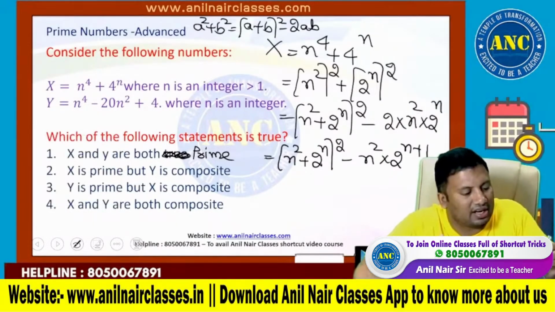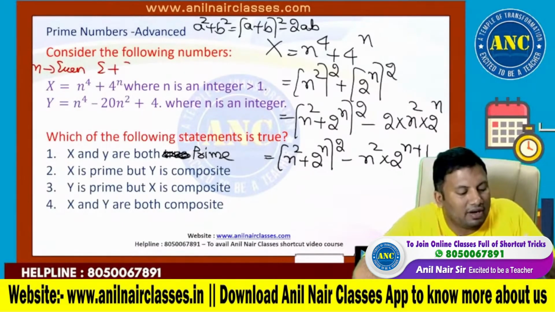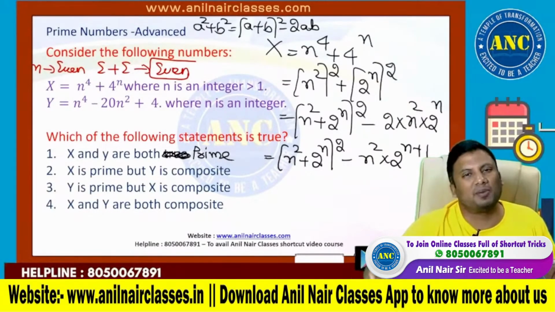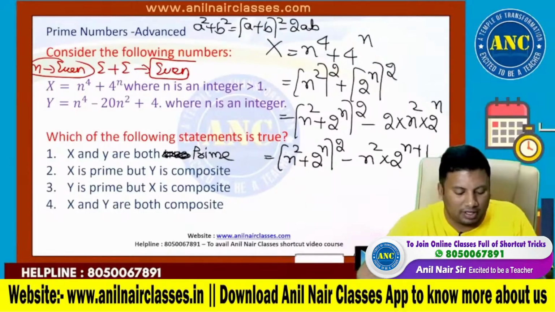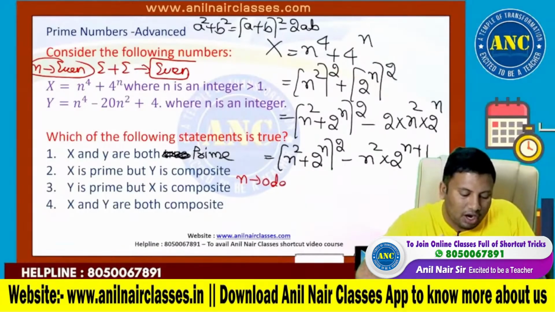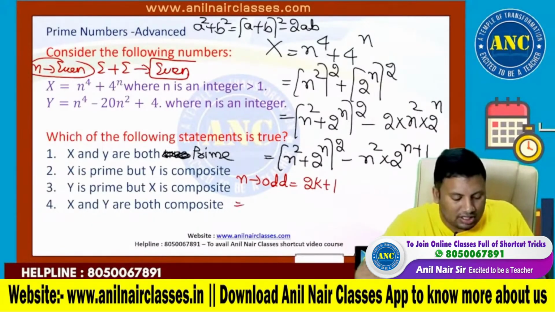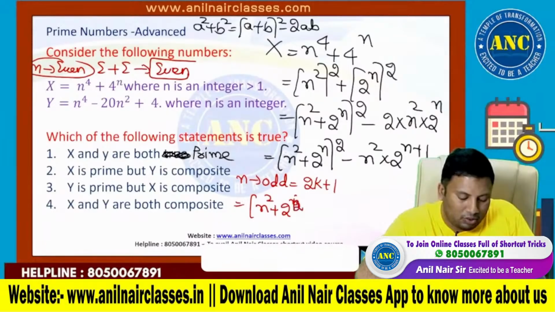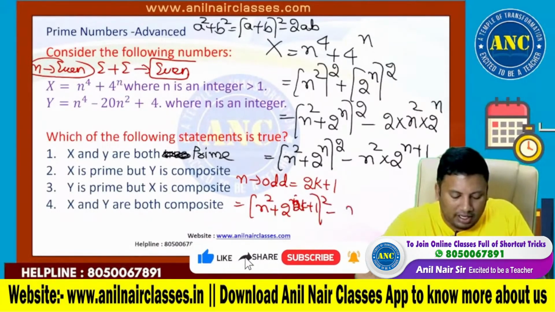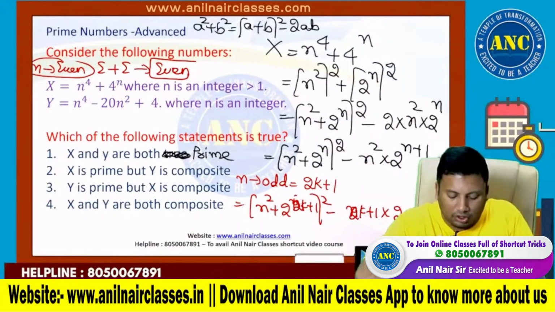If n is an even number, even power any number, even plus even is even. The right hand side is an even number. Other than 2, all the prime numbers are odd. N is even, it is not possible. If n is an odd number, it is of the form 2k plus 1. K can be 0. So these are nothing but n square plus 2 power n, 2 power 2k plus 1, whole square minus n square into 2 power 2k plus 2.